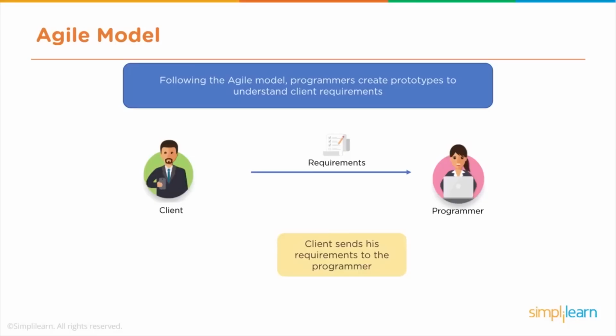The Agile model allows programmers to create prototypes and get those prototypes to the client with the requirements faster. And the client is able to then send the requirements back to the programmer with feedback.